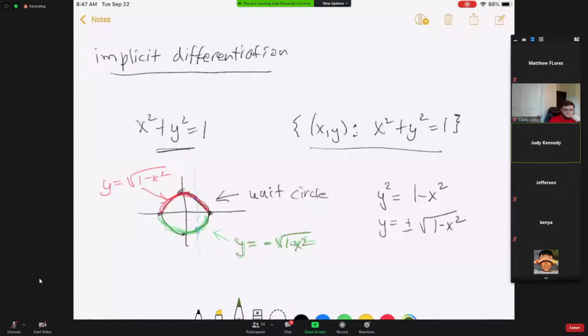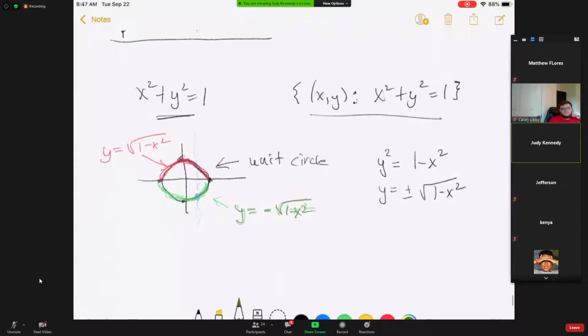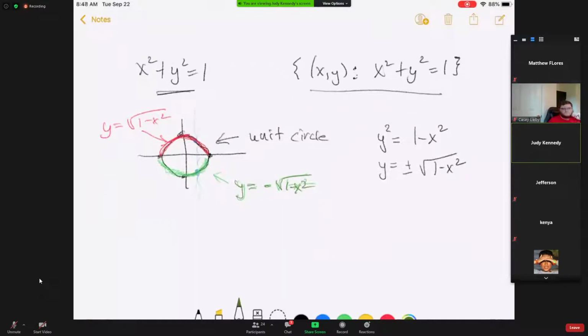Okay, so you can think of it as 2 different functions, one on the top, one on the bottom. But you don't have to figure that out before you can find y prime. You find it in terms of x, and let me show you what we're going to do.